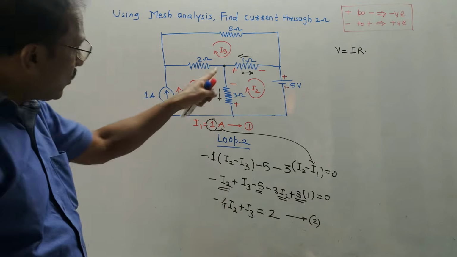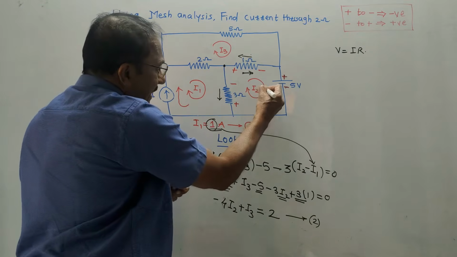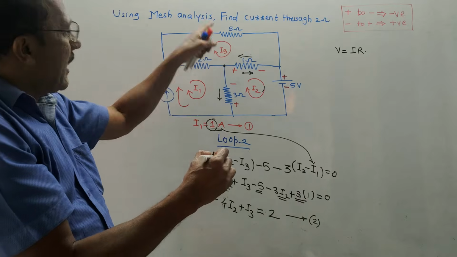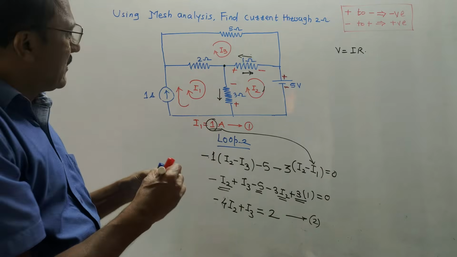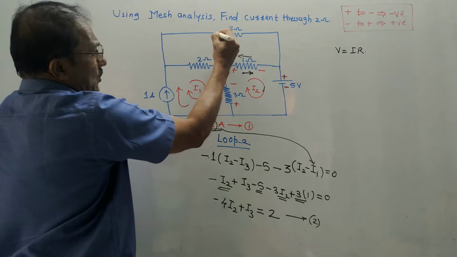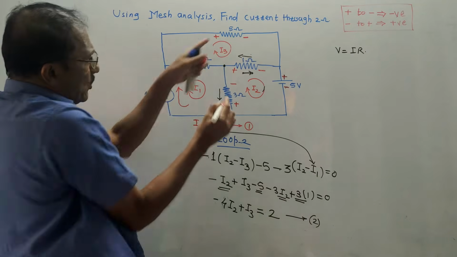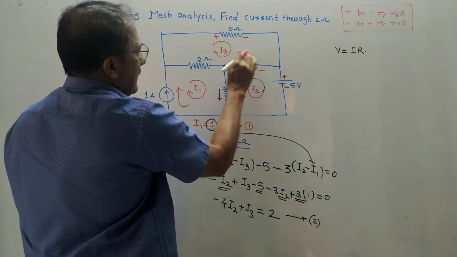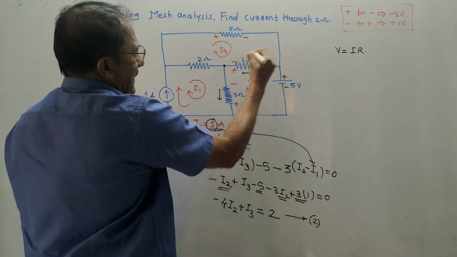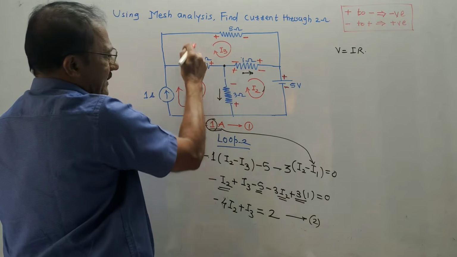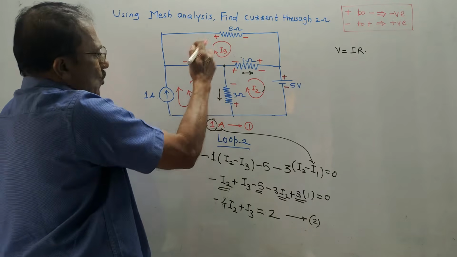Same way I have to apply. What I did, I have applied KVL to loop 2. Now I have to apply KVL for loop 3. Again, before writing the equation, let us mark the polarities for loop 3 according to the direction of current. So this is plus minus because through 5 ohm current I3 moves from left to right. Then this is plus minus, current I3 flows like this. This is plus minus because again current I3 flows from right to left for 2 ohm.